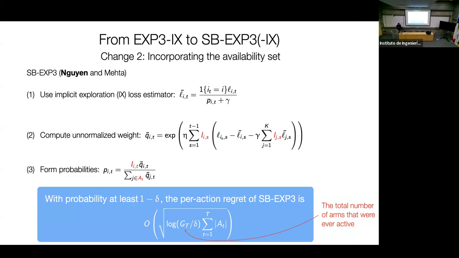These two things together allow you to prove a bound of this form. This G_t, pretend like it's K for now. It's kind of more complicated than necessary for this talk. It can be smaller than K.